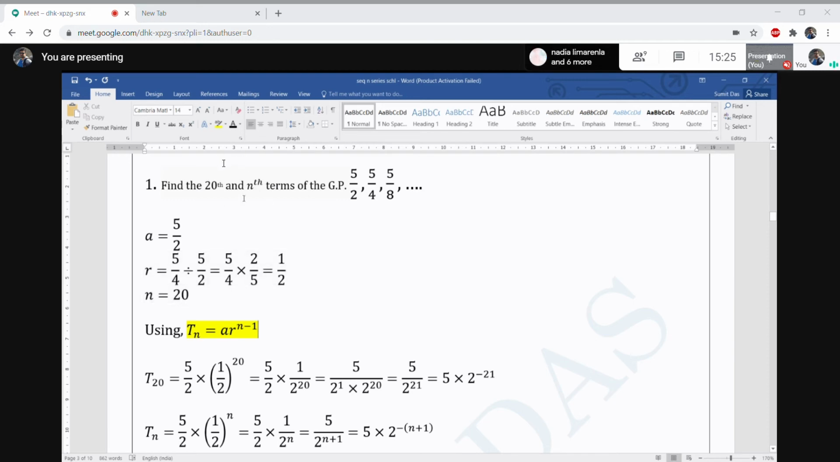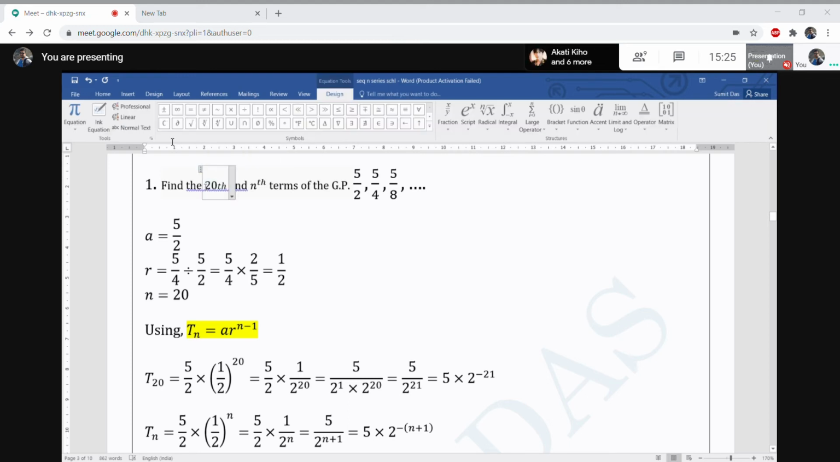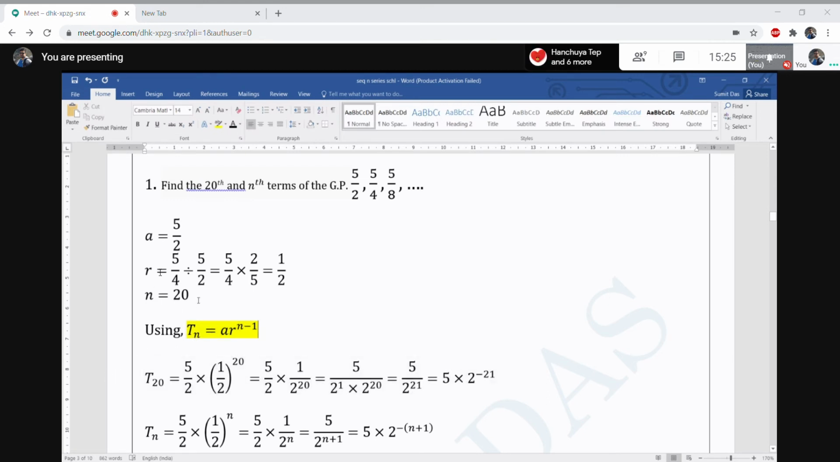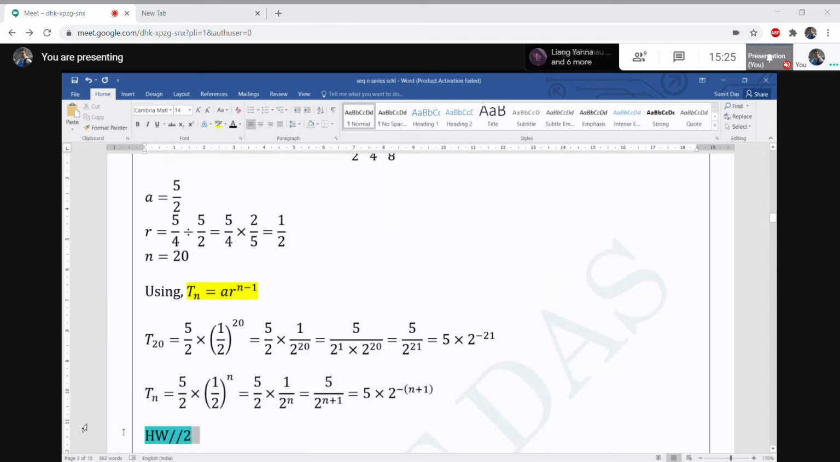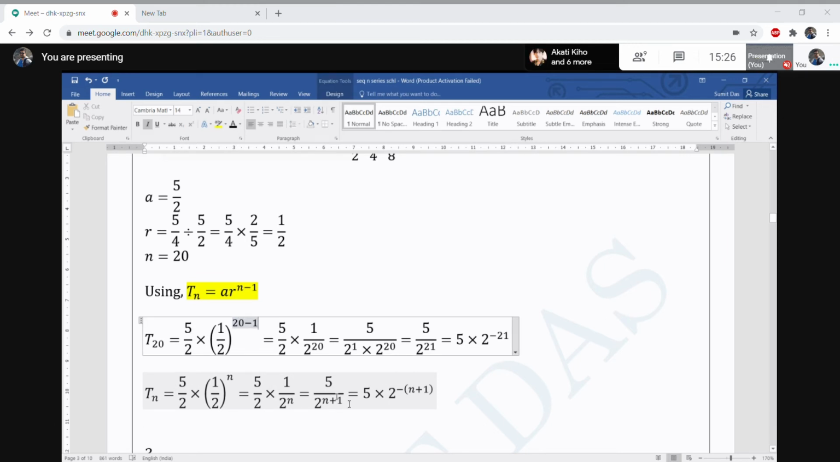Then n equal to 20, and n also. So first n equal to 20, using Tn, that means T20. So a r to the power n minus 1. We just put the values: a is 5 by 2, r equal to 1 by 2 to the power 20 minus 1, right? So basically here it will be 2 to the power 19, and here also 2 to the power 19.